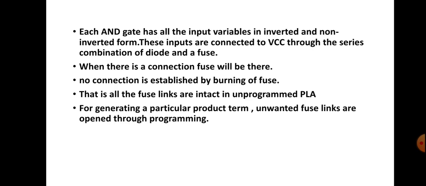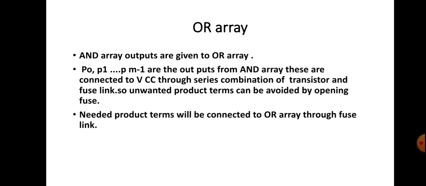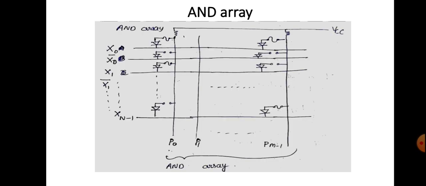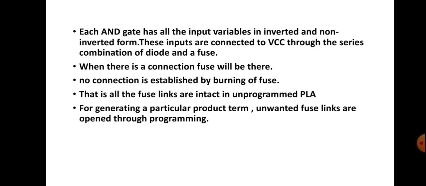Okay. So the AND array outputs are given to the OR array, and P0, P1, etc. up to Pm minus 1 are the outputs from the AND array, and these are connected to VCC through the series combination of transistor and fuse link. In the case of the OR array also, the OR gates have all the connections of P0, P1, etc. to Pm minus 1, connected with the help of a transistor and a fuse link connection. In the previous case, in the AND array, we were using diode and transistor. Instead of that, in the OR array, we are using a transistor and a fuse link connection.